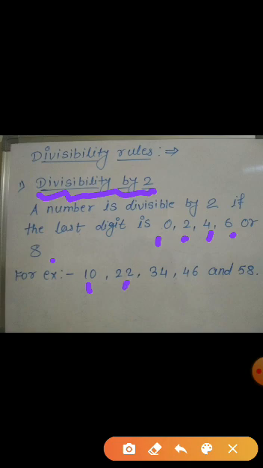Number 22, the last digit is 2. Number 34, the last digit is 4. Number 46, the last digit is 6. And number 58, the last digit is 8. So, any number having the last digit 0, 2, 4, 6 or 8, that number is divisible by 2.